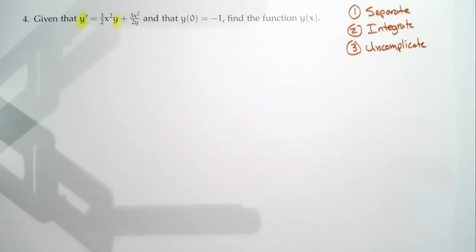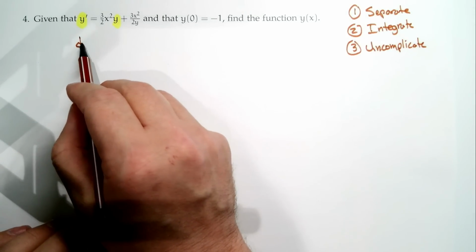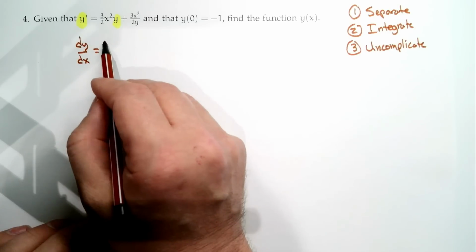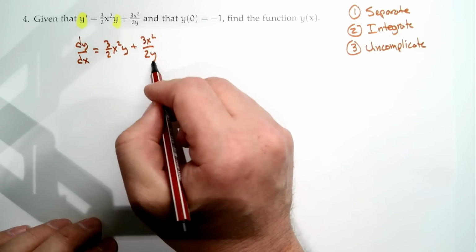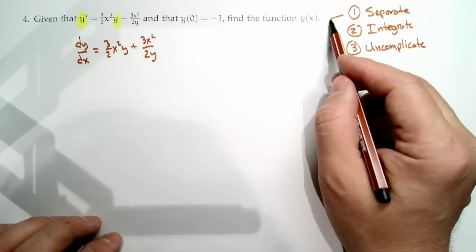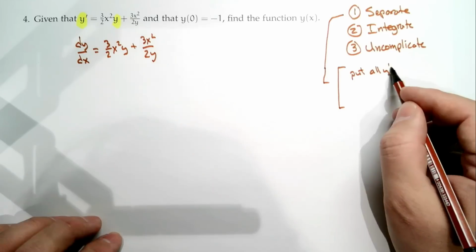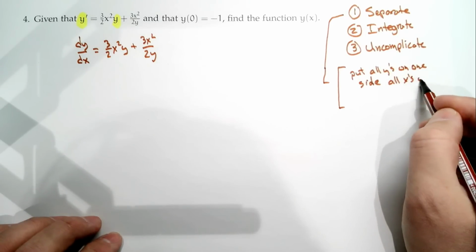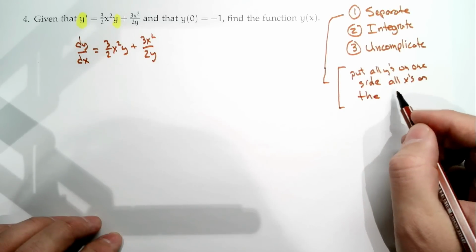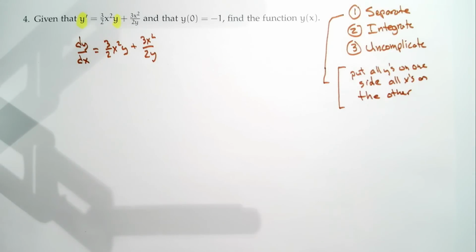So here we go. Instead of y prime, let's think of it as dy dx. So we get 3/2 x squared y plus 3x squared over 2y. What happens when we say separate is that we put all y's on one side and all x's on the other. So one side of our equation is nothing but y's, the other side is nothing but x's.